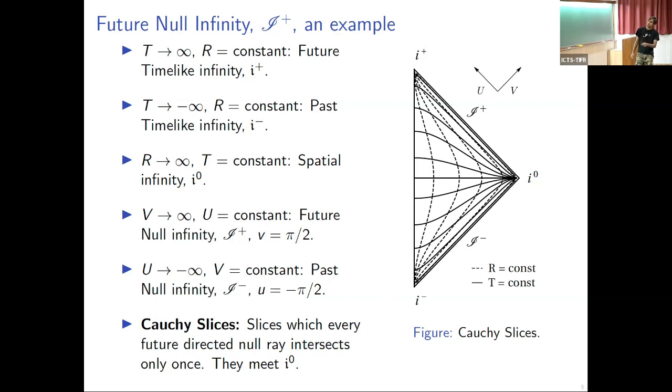So the vertical line here is the origin. All these solid curves are the level sets of the constant time slices, and these dashed curves are the level sets of the radial coordinate, or the constant radius curves. And these solid curves are an example of Cauchy slices. So these are the slices which meet the space-like infinity.